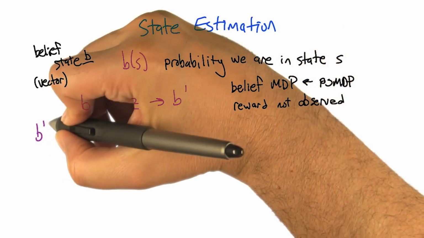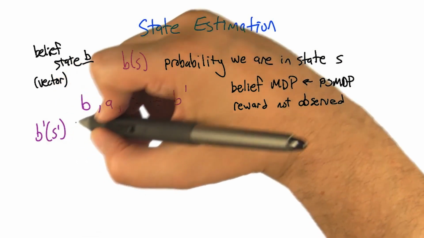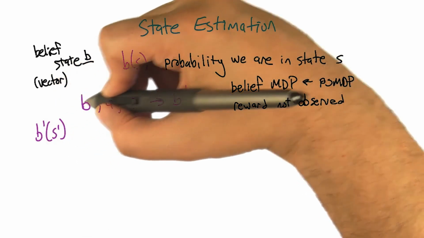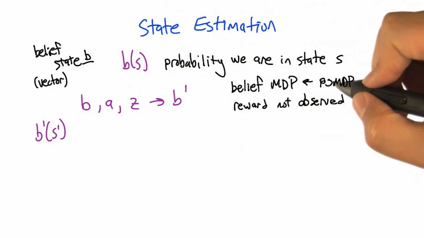All right. So what we need to do is derive how we get this probability distribution over states, B prime, from the old belief state, the action, the observation, and whatever quantities in the POMDP that we have.